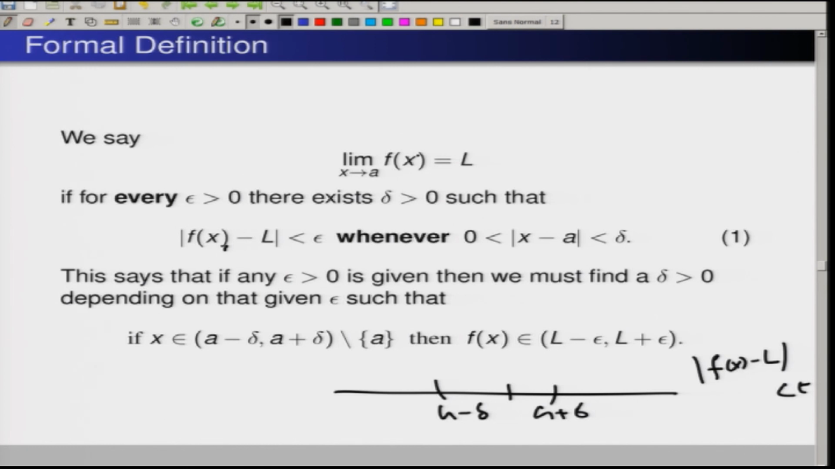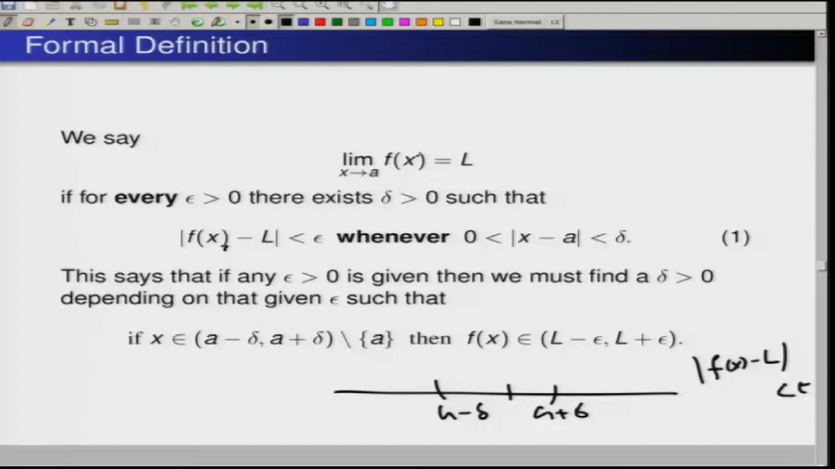So the epsilon is given to us and our job is to find a delta. If we can find a delta such that the absolute value of f of x minus L is less than the epsilon given to us, then we write that the limit of f of x as x goes to a is equal to L. We will do more concrete examples in the next lecture to understand this concept well.